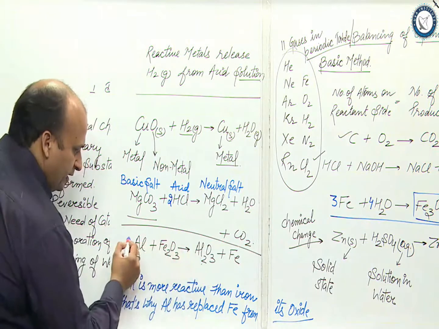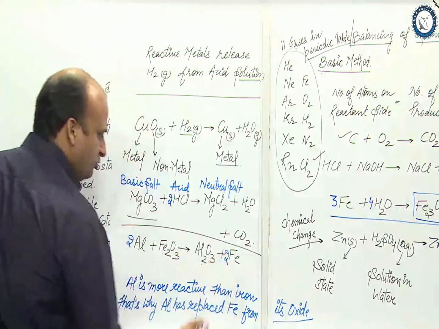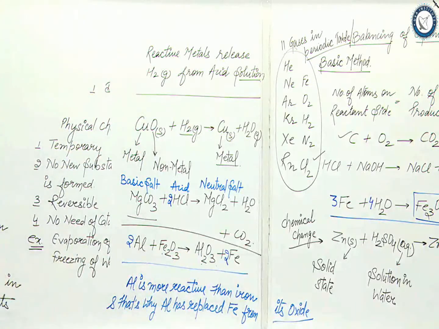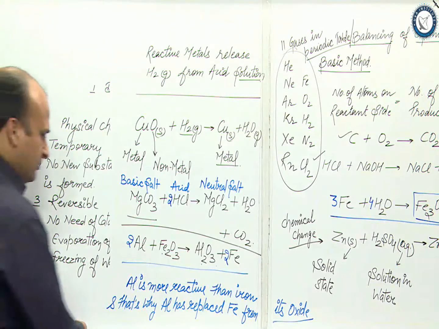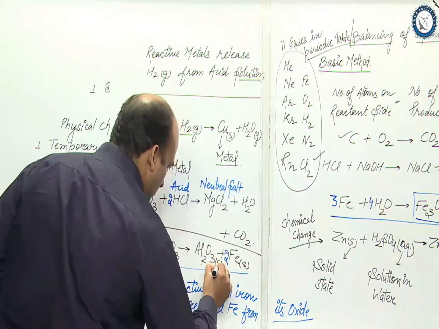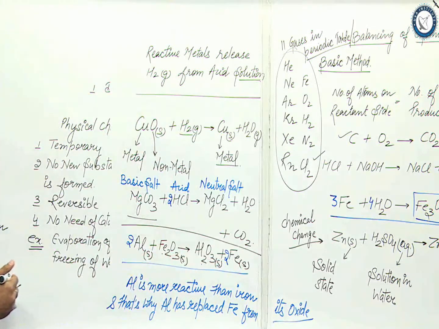So 2Al over here, so put 2. 2Fe over here, so put 2. 3 oxygens here, 3 oxygen here. Now see, it is balanced. Fe is not a gas, beta. This all is solid, beta, no gas.